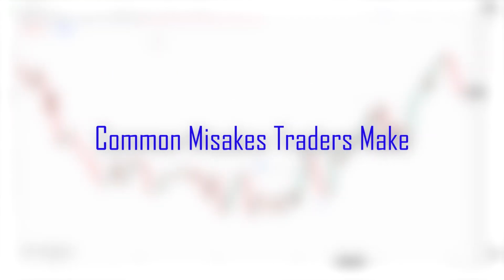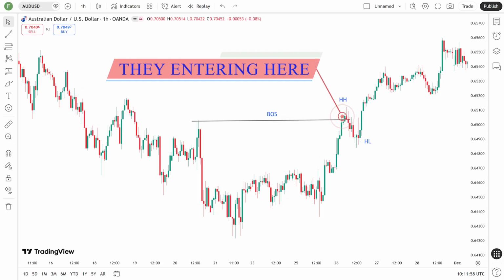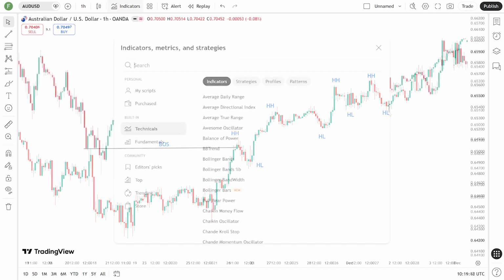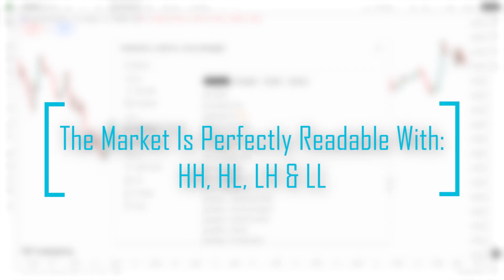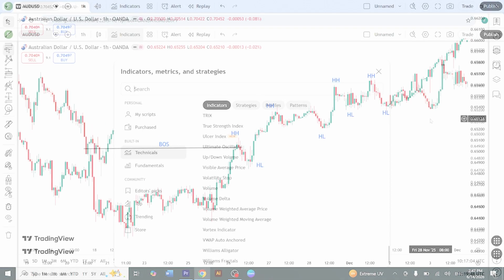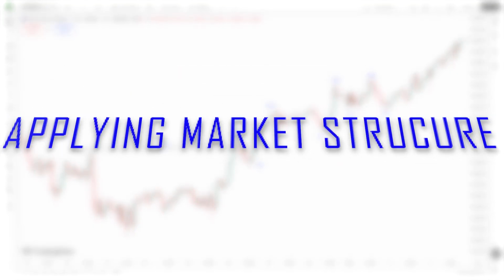Common mistakes traders make. Misidentifying higher high and higher low, thinking a trend changed too early. Jumping in too soon, entering before the pullback ends or before checking key levels. Ignoring structure breaks, missing early warning signs. Relying solely on indicators. The market is perfectly readable with higher high, higher low, lower high, and lower low. Indicators are supplementary, not primary. Rule of thumb, always check structure before entering a trade.